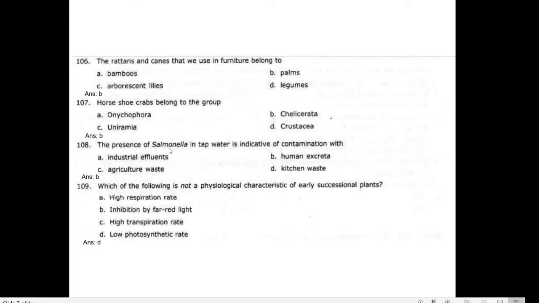The presence of Salmonella in tap water. Here the statement is that the presence of Salmonella in tap water is indicative of contamination with human excreta. Human excreta contamination causes Salmonella contamination. One more thing I want to let you know in this question: the presence of Salmonella in tap water indicates contamination with human excrement, not kitchen waste.